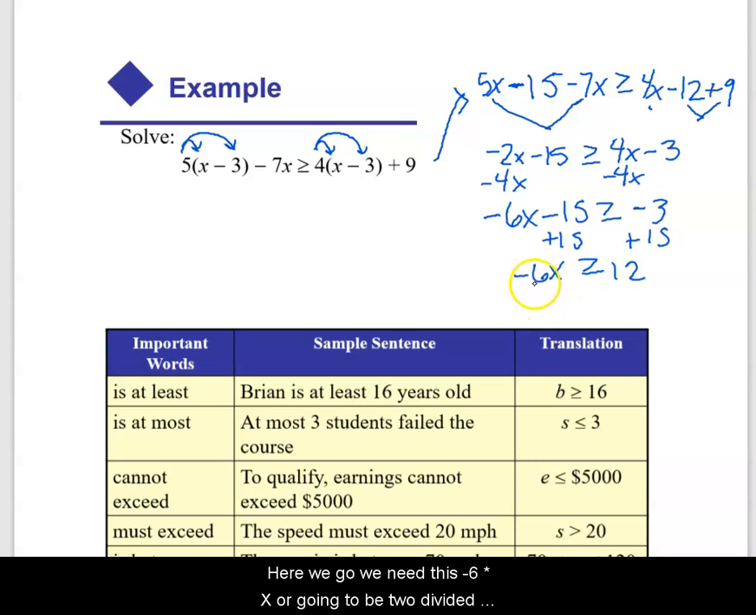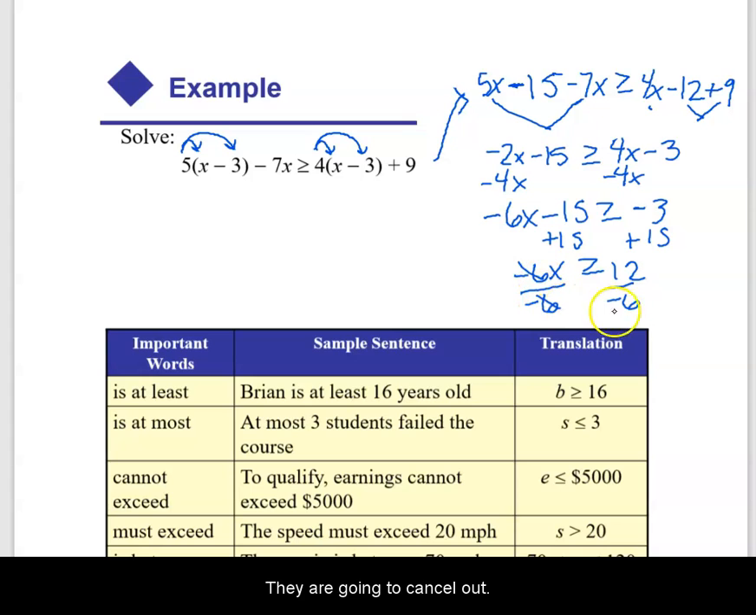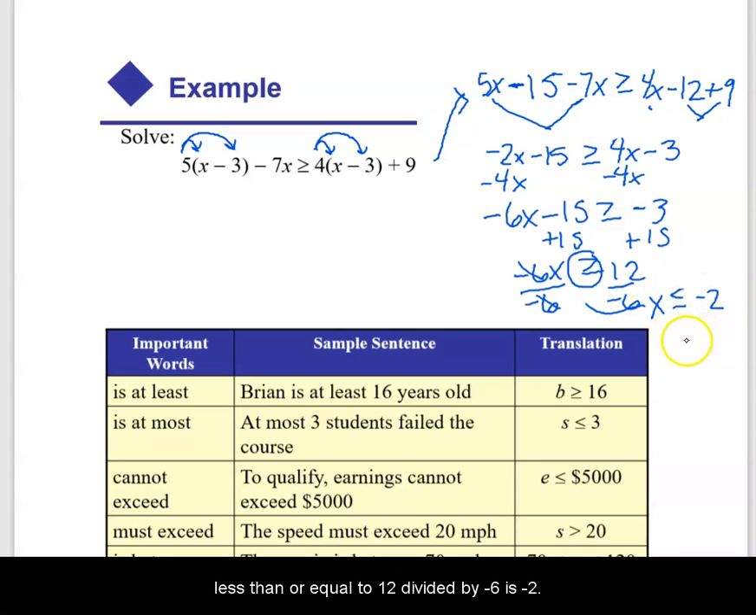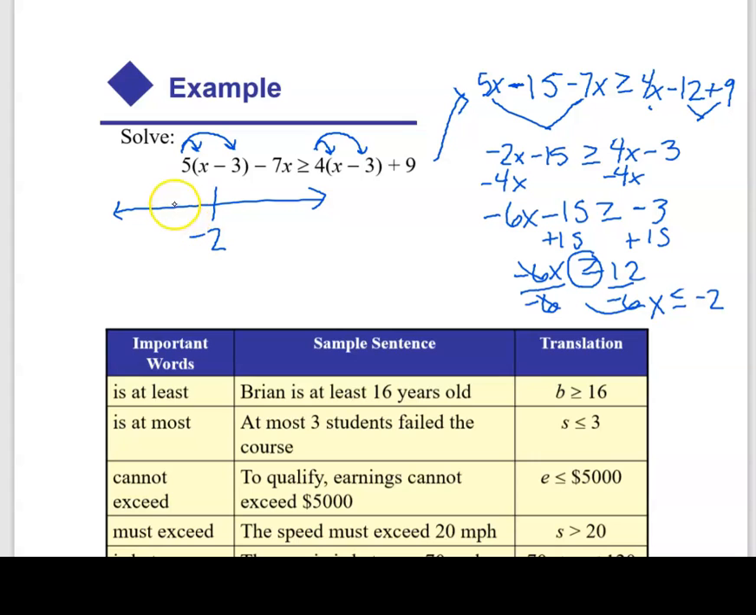And here we go. It's -6 times x, so we're going to need to divide by -6 on both sides. These are going to cancel out. We're going to get x, but since we divided by -6, we're going to go from a greater than or equal to, to a less than or equal to. 12 divided by -6 is -2. So on the number line, we've got -2. We've got everything that's less than or equal to.